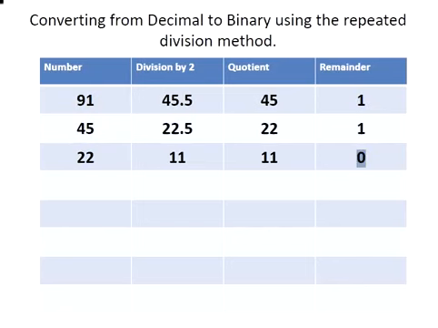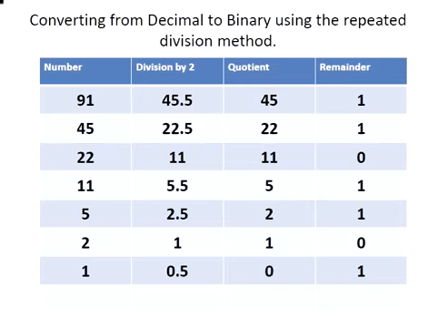And I'm going to move on now and hurry things up. We're going to bring 11 down. The division by 2, 5.5, that means a quotient of 5 and remainder of 1. Bring 5 down from the last phase. Division by 2, we get 2.5, that's quotient of 2 and remainder of 1. Bring down the 2, division by 2, we get 1, quotient 1, remainder 0. And lastly, we bring down the 1, division by 2 is 0.5, quotient is 0, and remainder is 1.